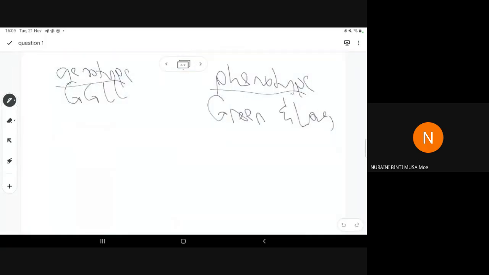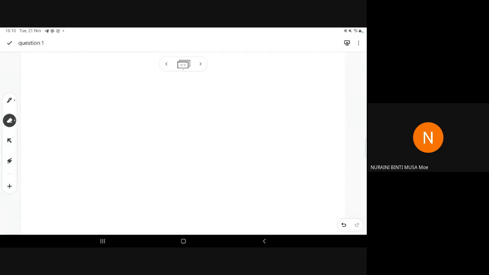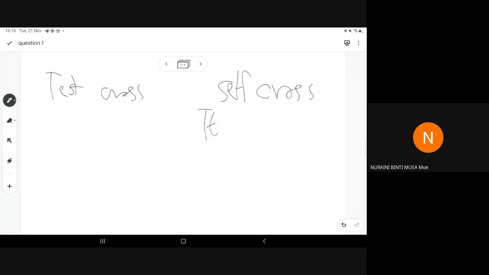Okay, so kita tengok konsep dia macam mana. Okay, dia ada dua jenis cross in dihybrid. You have either a test cross or a self cross. Okay, a self cross is bila awak ada heterozygous cross dengan heterozygous, and this will give you 9:3:3:1 ratio. Manakala test cross ialah bila awak cross dengan homozygous recessive.